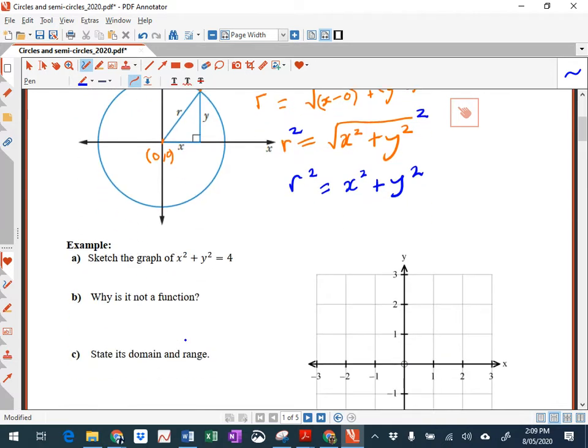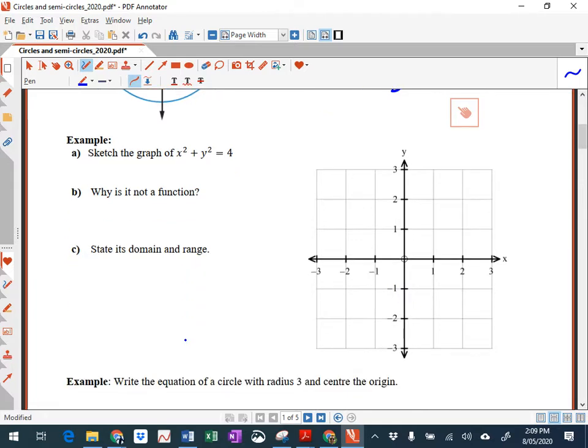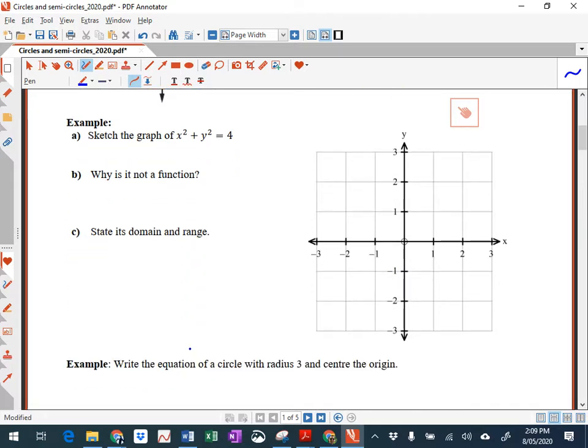Okay. Let's have a look at our first example. We've got to sketch the graph of x squared plus y squared equals 4. So let's do that. Okay, so now we know that the equation for a circle is x squared plus y squared equals r squared. So the r squared is equal to 4, which means the radius is equal to 2. All right, and we know that the center of the circle for this equation is 0, 0, so put a little dot at the origin. And then the radius is 2.